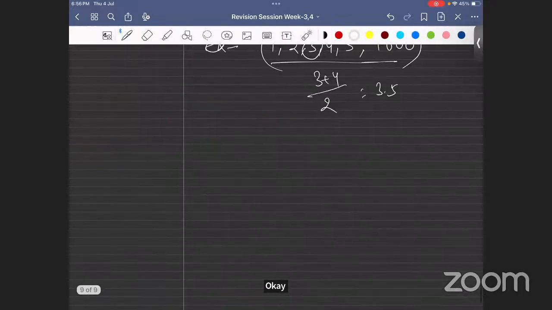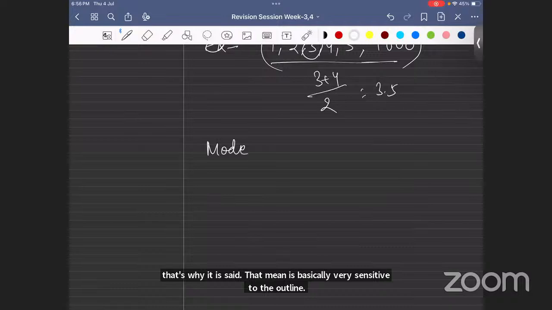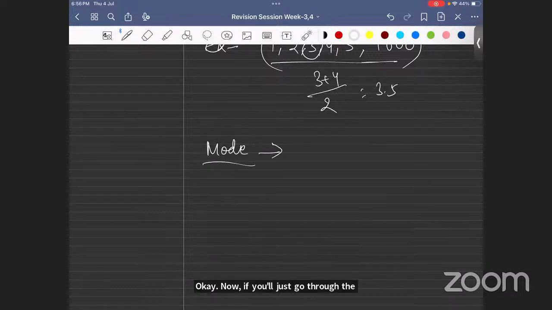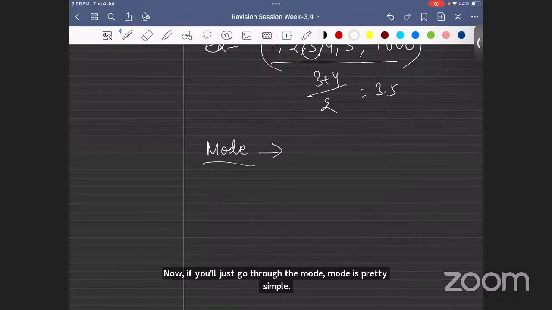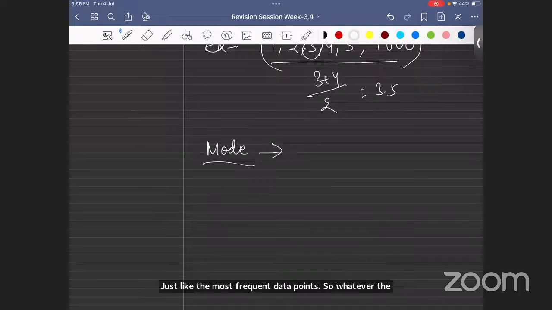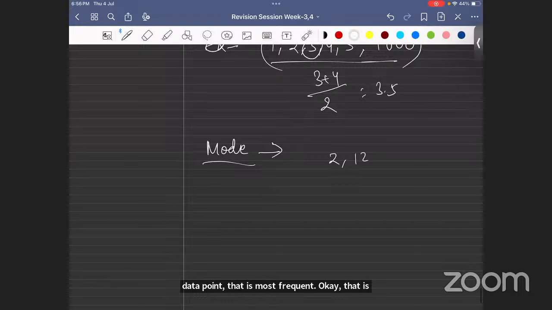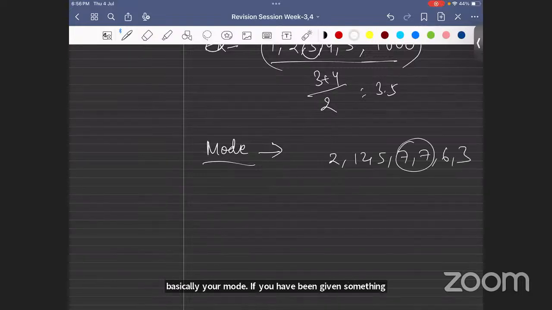Now the mode is pretty simple. It is the most frequent data point. Whatever data point is most frequent, that is basically your mode. If you have been given something like 2, 12, 5, 7, 7, 6, 3, the most frequent data point is your mode.